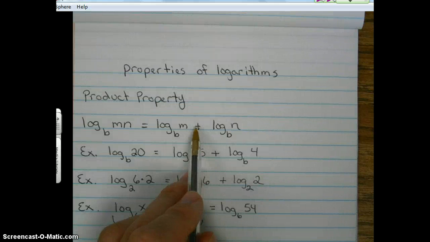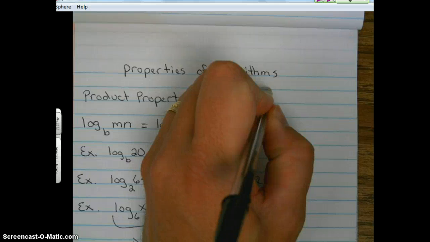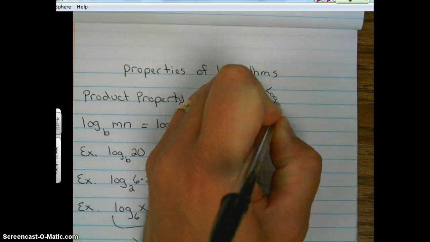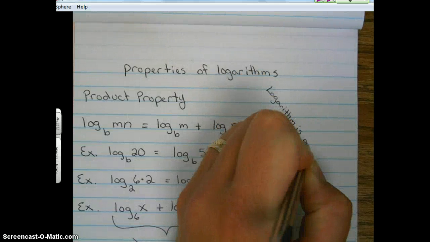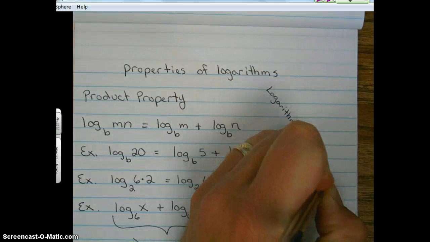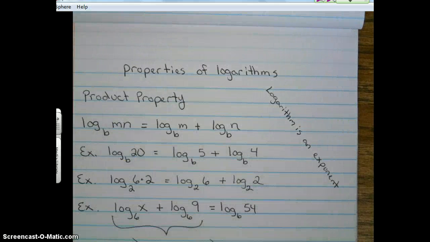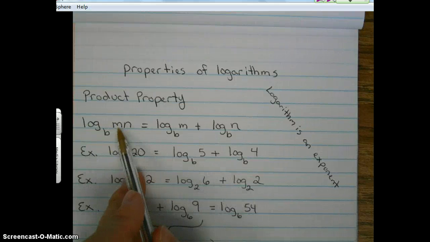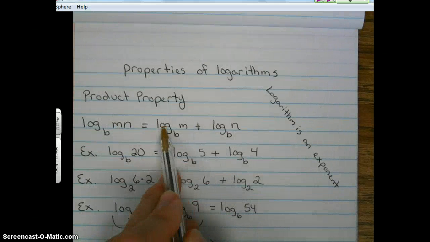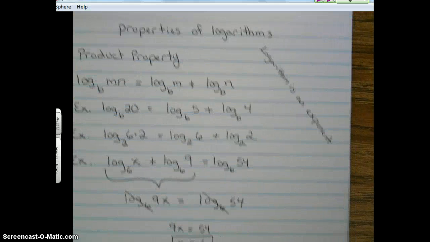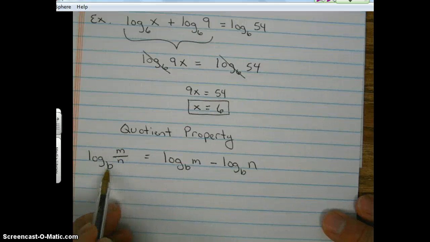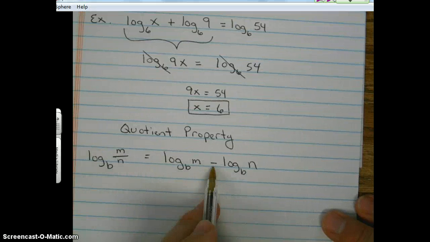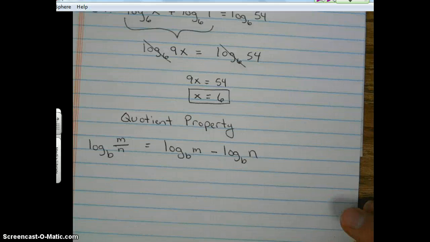We're adding. Remember, very important, a logarithm is an exponent. If you remember that, when multiplying like bases, you add the exponents. When dividing like bases, the bases are going to be the same for both of them, you subtract. Same rules as exponents.